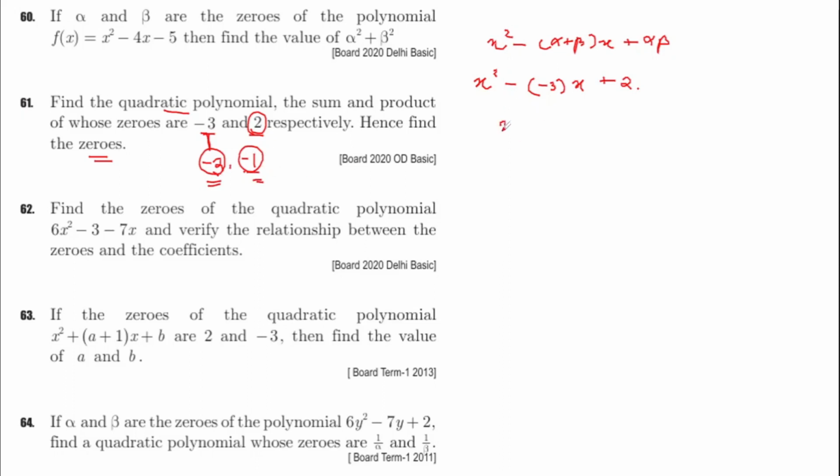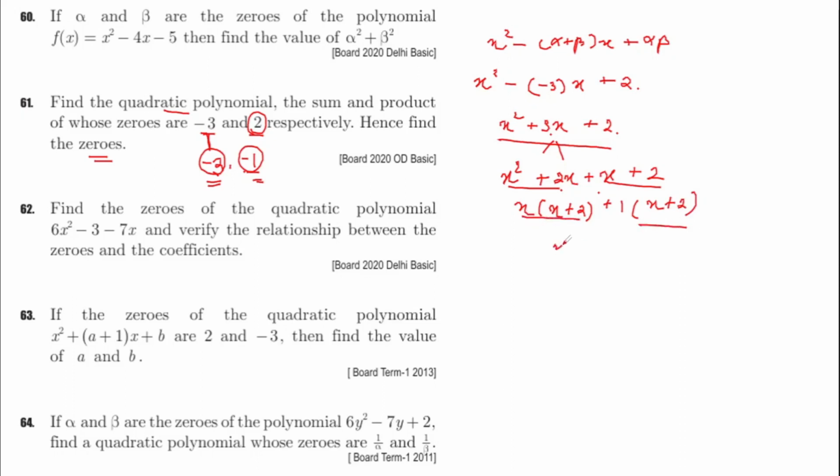So what will happen, sir? Now in this question, this will be x square minus minus 3, that is plus 3x, plus 2. Now the polynomial is x square plus 3x plus 2. Now if you try to factorize this, you split into 2x plus x, since 2x and x give you 3x, and 2x into x multiplied gives you 2. Now taking x as common from this, you will have x plus 2, and taking 1 as common from the rest, you will have x plus 2. Now in both cases, you have x plus 2 as common, so you will have x plus 1.